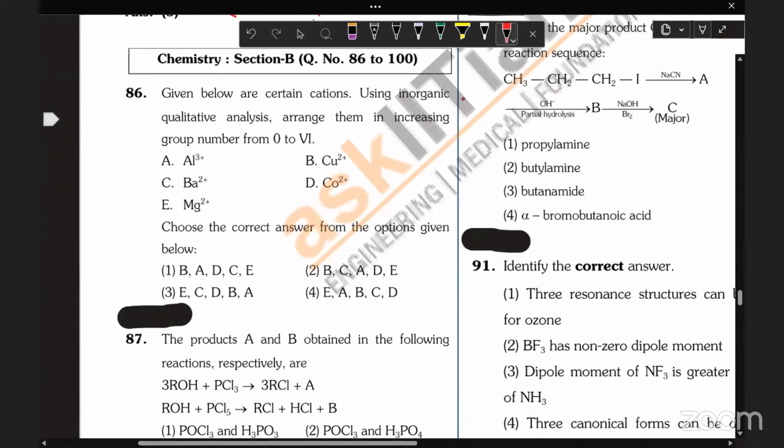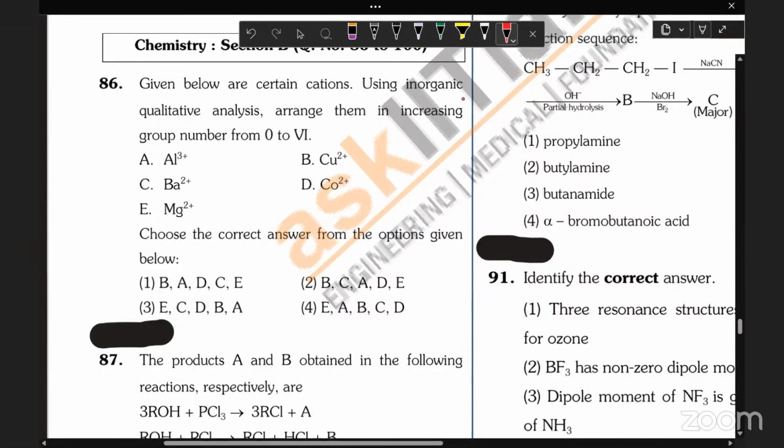I'll be telling you that as well. And let's see if it matches for you and me both, right? So the question says: given below are certain cations using inorganic qualitative analysis, arrange them in increasing group number from 0 to 6. All right. So the people who have done the experiments properly, taken care, and given enough importance to the experiments in school, this question was a cakewalk for you.